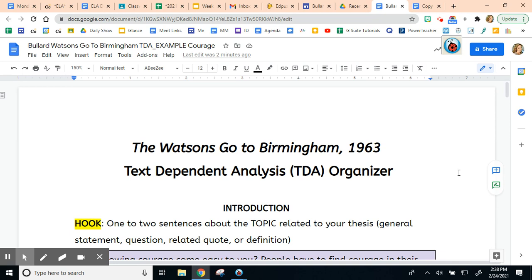Yesterday, you should have spent some time at Apex looking at the parts of an introduction, like what a good hook is, what a thesis sentence is. So we're going to practice that today using The Watsons Go to Birmingham. Yesterday, you also selected a theme that you think is the most important theme for this book. And if you forgot what the themes are, they are on the board. You can take a look at the board.